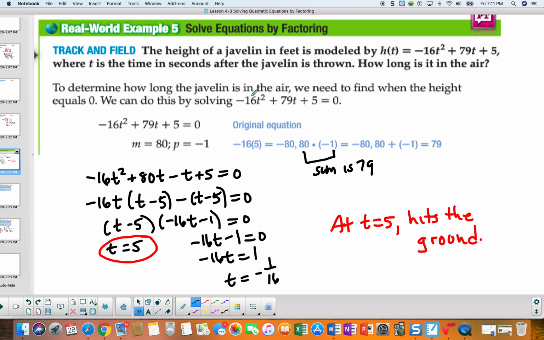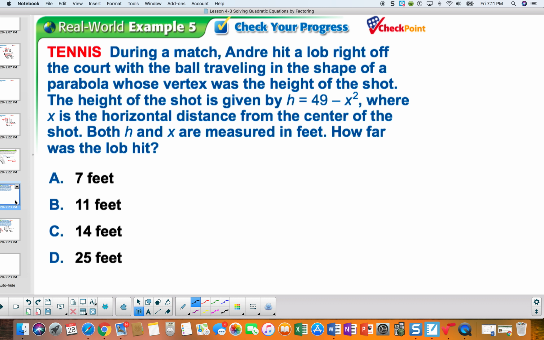Okay, here we have a much more difficult problem with -16 and 5. I went ahead and just worked with a -16. I could have multiplied everything and made it +16, but I found right away that 80 and -1, because this multiplies to 80, I found that 80 and -1 make my 79, which is what I want here. So I took my 80t and minus t, and that will create the 79t. I did my factoring, and then I went ahead and solved. The answer to the question is it hits the ground at 5, because that's when it crosses the x-axis. Pause and see what you can do.